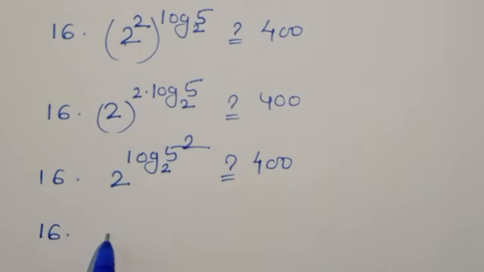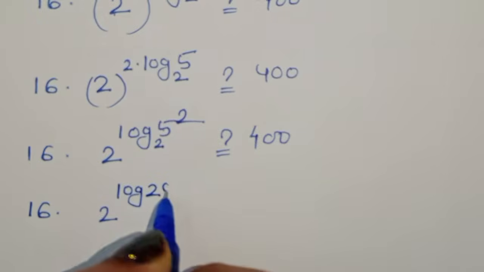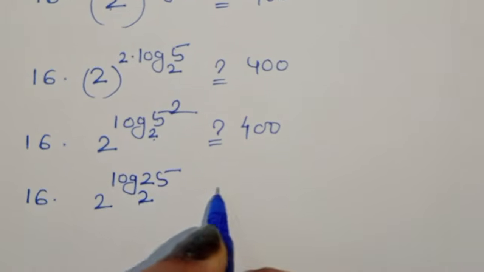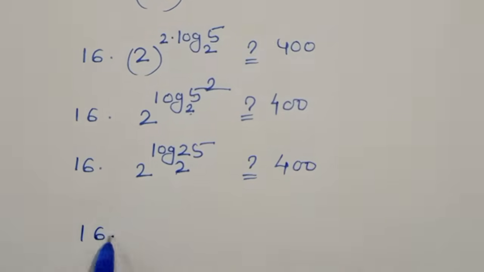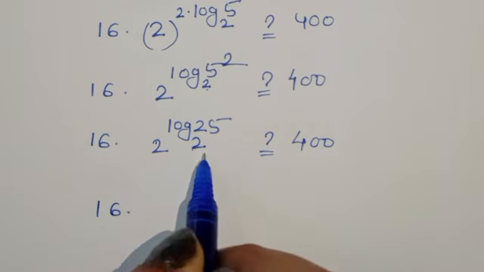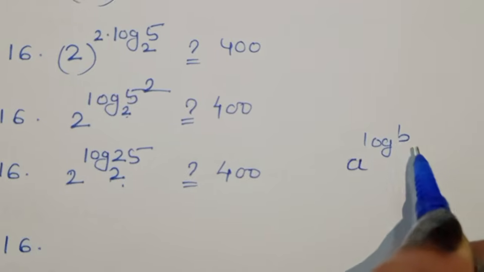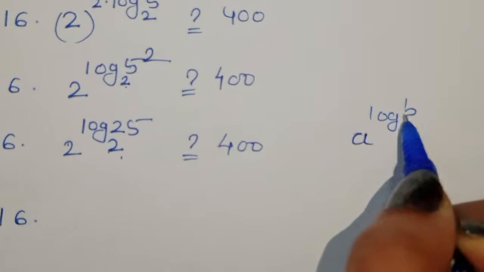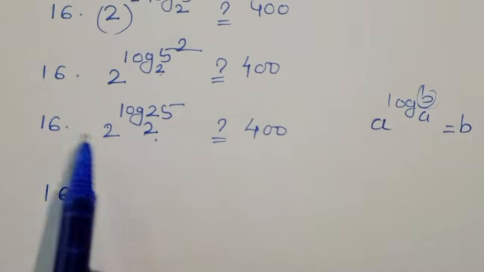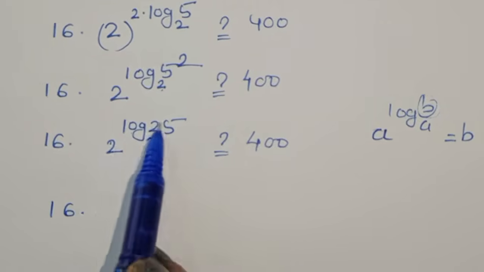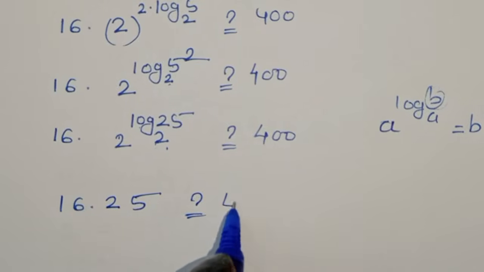Now 16 times 2 power log of 5 square. 5 square is 25, so 25 to the base 2. Now 16 times 2 power log of 25 to the base 2. We know one formula: a power log of b to the base a is given, so the value will be b. So here 2 power log of 25 to the base 2 will be 25. 16 times 25, question mark 400.